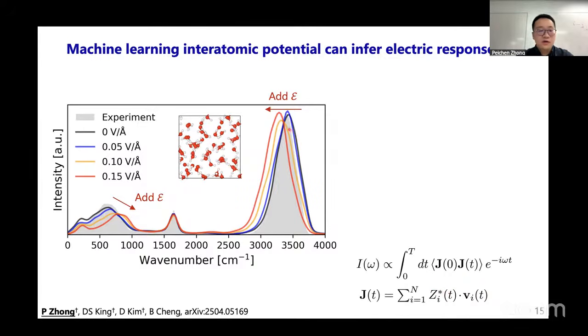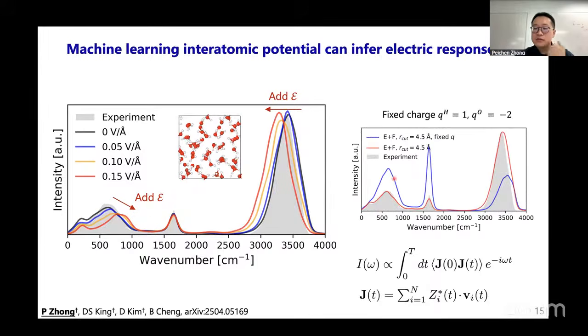In this figure, the gray shaded area is the experimentally measured IR intensities, and the black line is the computational modeling result based on the prediction of the Born effective charge and the velocity during the MD simulation. You can see that they agree quite well with each other. And indeed, you can add the external electric field and see how the system evolves according to the electric field applied to the water system. That also agrees with the experiments.